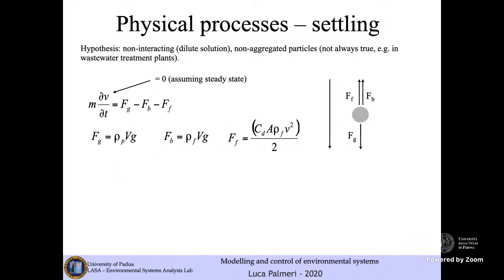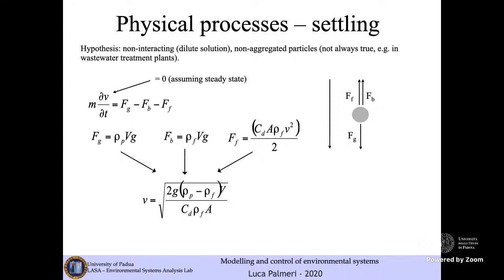We start by assuming, as customary, that we are in steady state. So in steady state, what happens? We have a regime settling velocity, so the acceleration is 0. By employing these three definitions and putting this equation to 0, we can simply obtain an expression for the settling velocity or settling speed v.